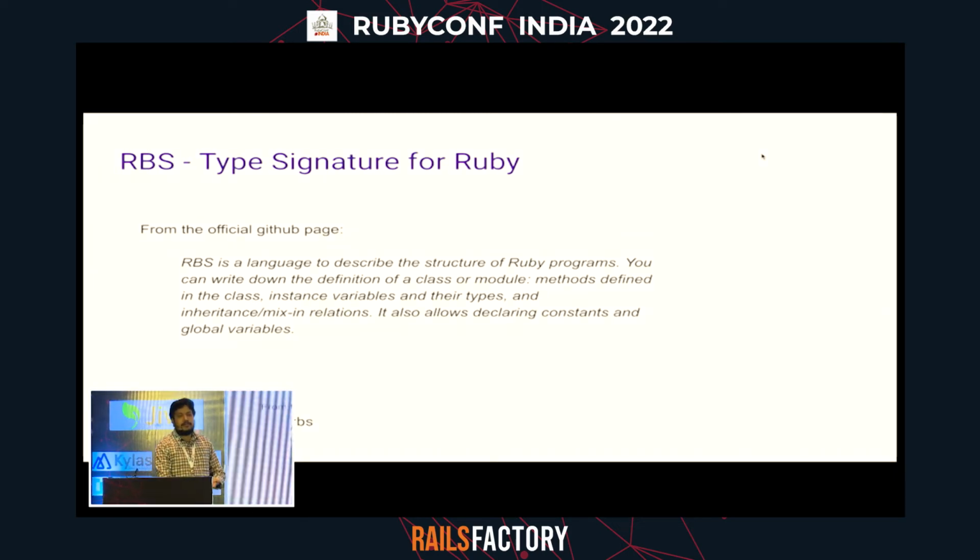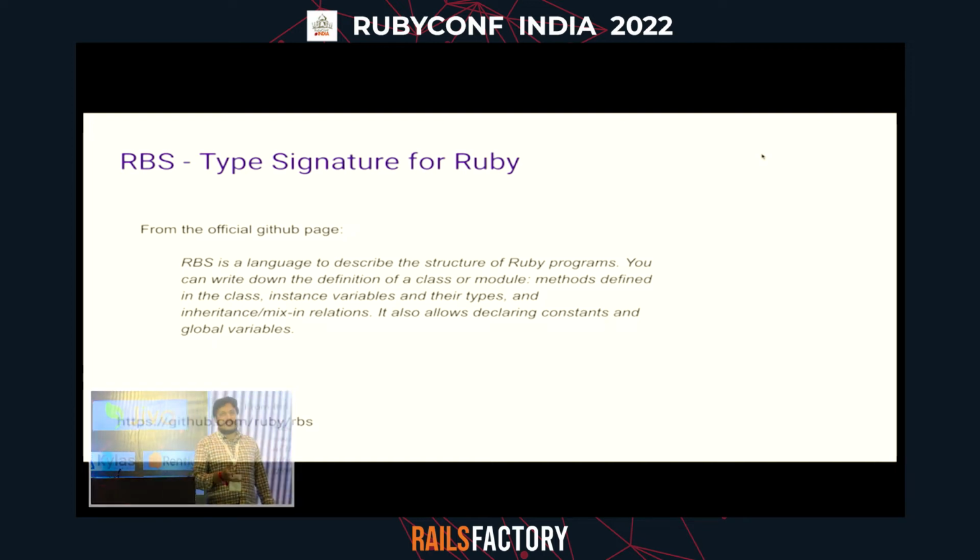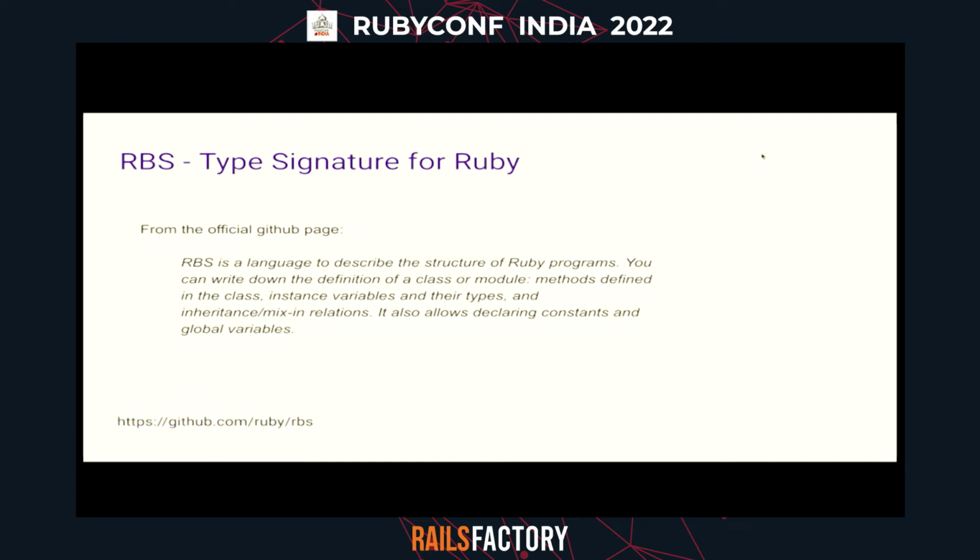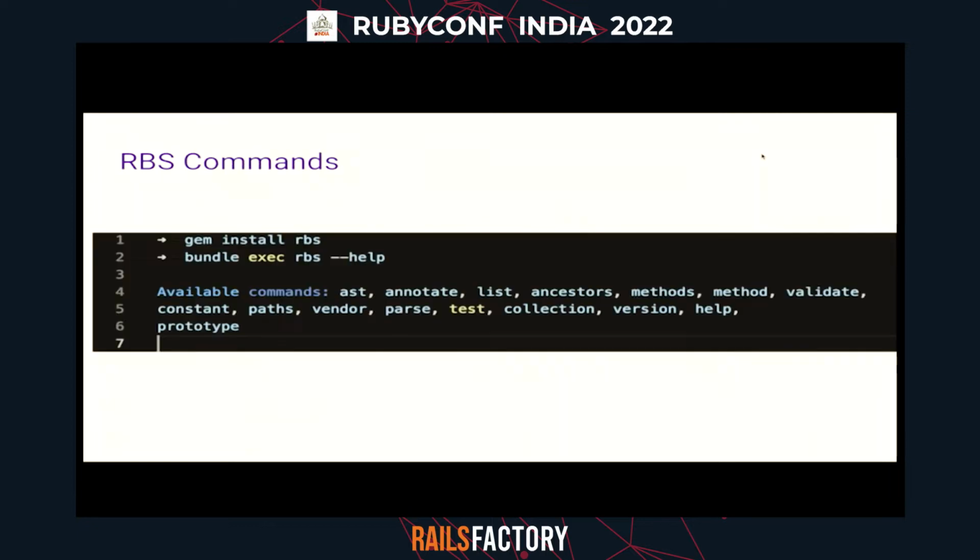So basically, what is RBS? RBS is the type signature for Ruby. It's a language which describes the structure of our code, how our code is structured. So if I'm writing class A, then I have some attributes and some functions in that class. Then what are the type definitions for those classes? That metadata is provided by RBS. RBS provides that structure, and it helps us give the structure of our whole code using RBS syntax.